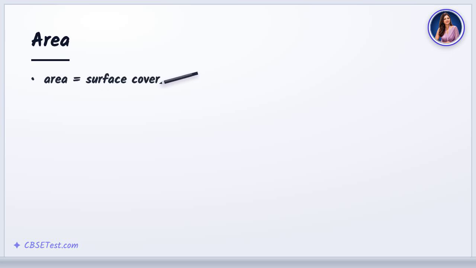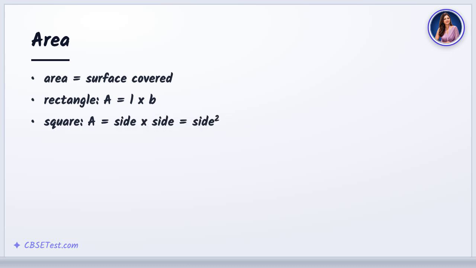Area is the surface a shape covers, measured in square units. A rectangle's area is length times breadth. A square's is the side multiplied by itself.